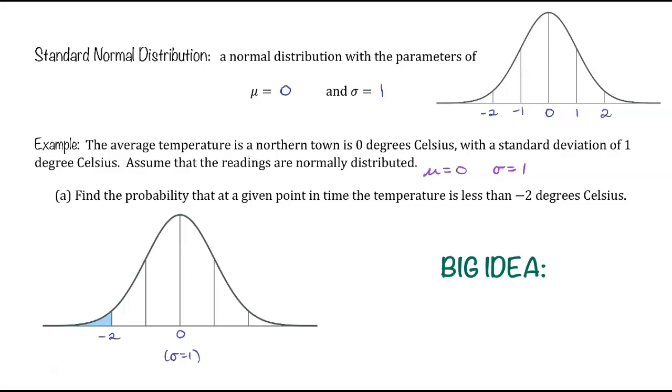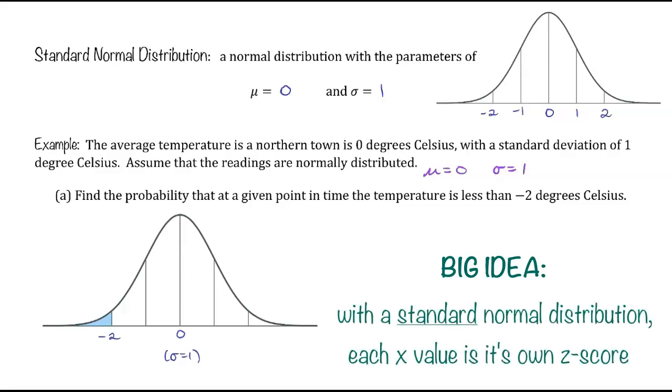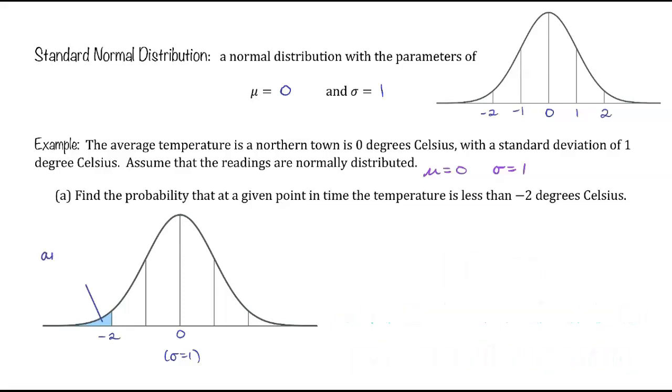Now, one important feature of a standard normal distribution is that since the mean is 0 and the standard deviation is 1, each x value corresponds to its own z-score. A data value of 1 is one standard deviation above the mean, so it has a z-score of 1. And so on. So the area under the curve to the left of -2 is equal to the probability of having a z-score that's less than -2. There are two ways that we can find this area.